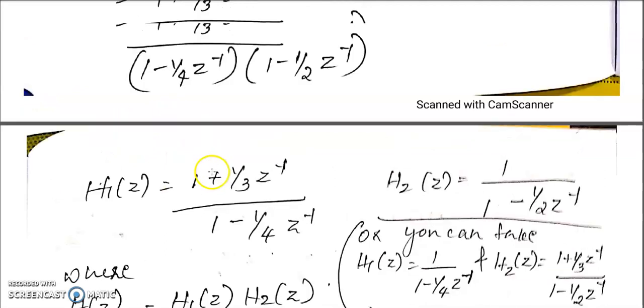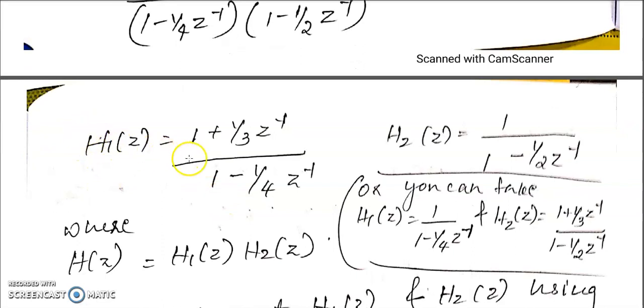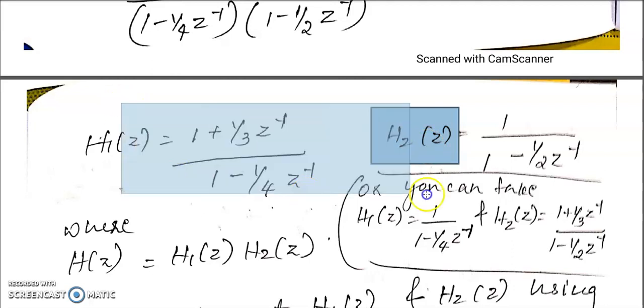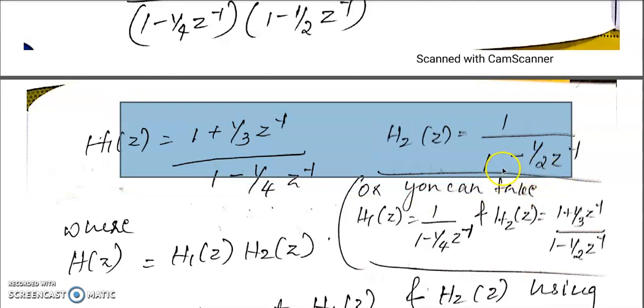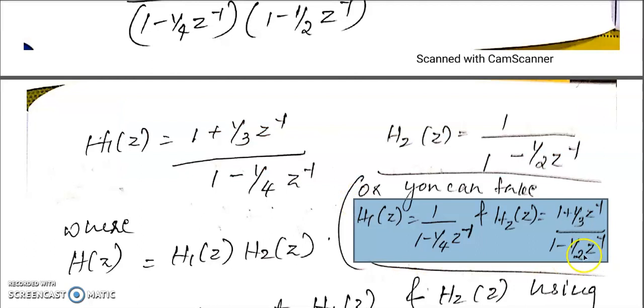When we split these factors into two systems, H1 of z and H2 of z, both systems must be IIR systems, or both systems represent the transfer function of an IIR system. How can we ensure that? It has both numerator and denominator terms and the powers must be negative. Then only we can say that it is an IIR system. You can check the first case is in this manner. You can take H1 of z and H2 of z, and the alternative method is this one. In this manner also you can take H1 of z and H2 of z.